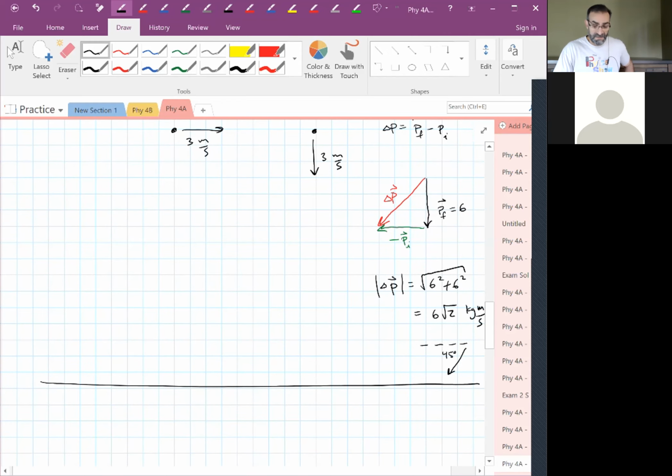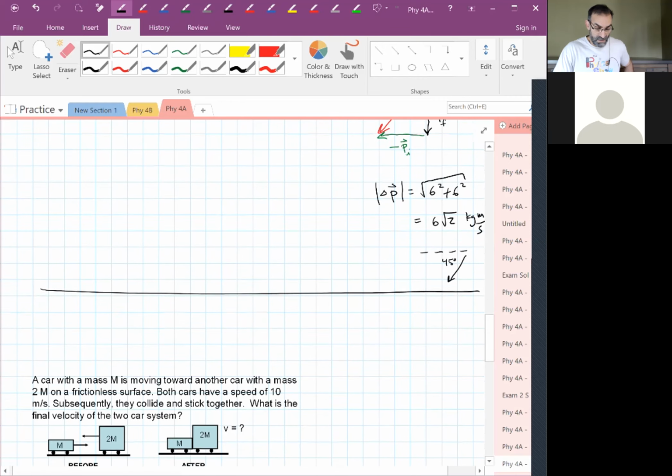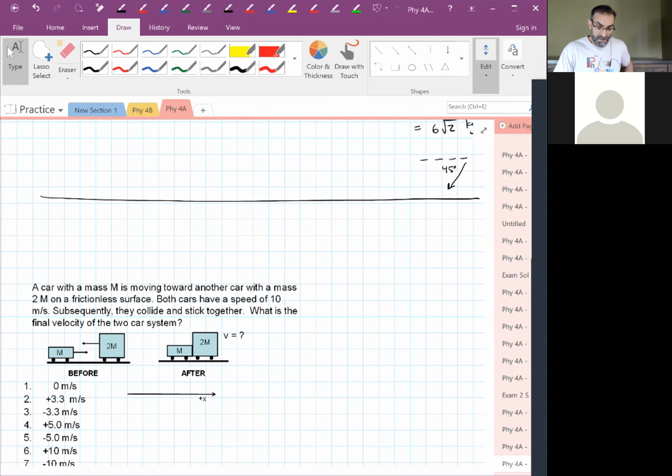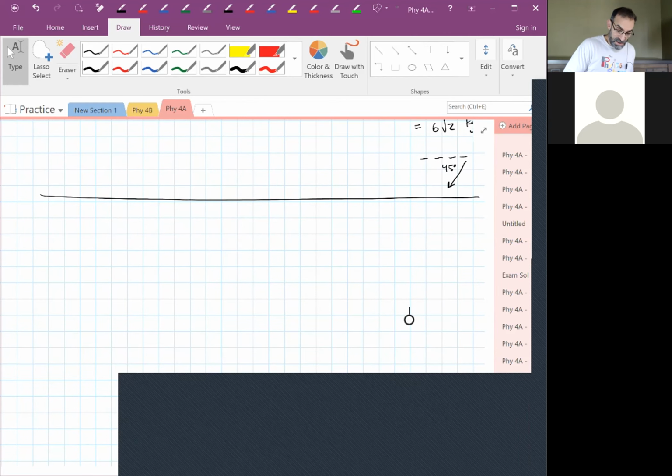Sometimes doing vector addition is the easier way to do it. Okay, we good with that one? Change in momentum is at a 45-degree angle with that magnitude. Final minus initial. Let's look at the direction of the impulse.